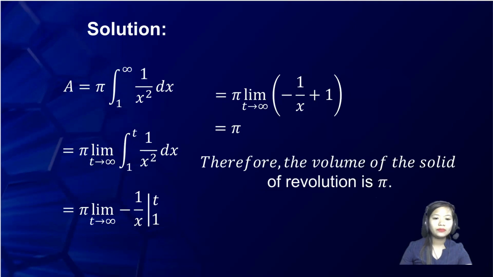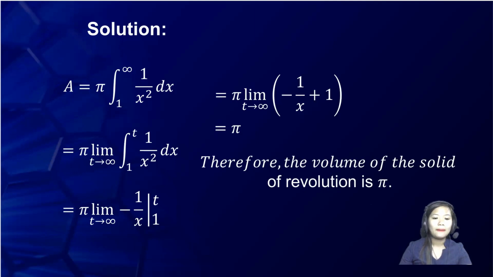As a solution, when we put that problem into a mathematical equation, we come up with V = π times the integral of 1/x² dx from 1 to positive infinity. Same as what we did in the previous example, we transform that into a limit. So we have π times the limit of the integral of 1/x² from 1 to t as t approaches positive infinity.